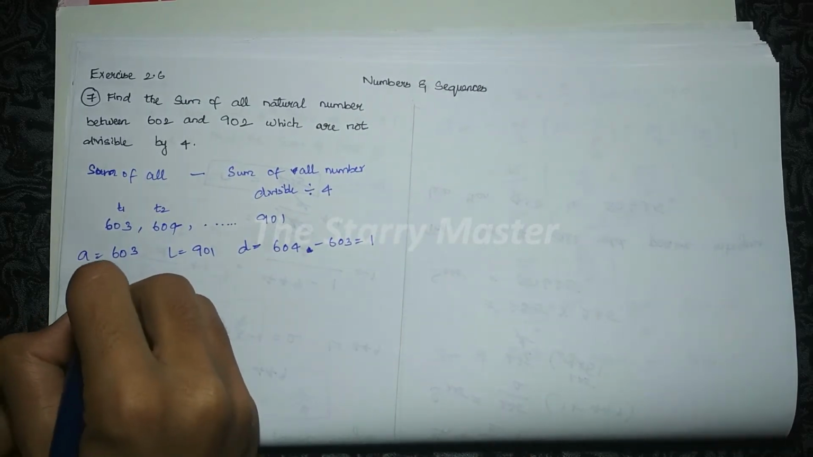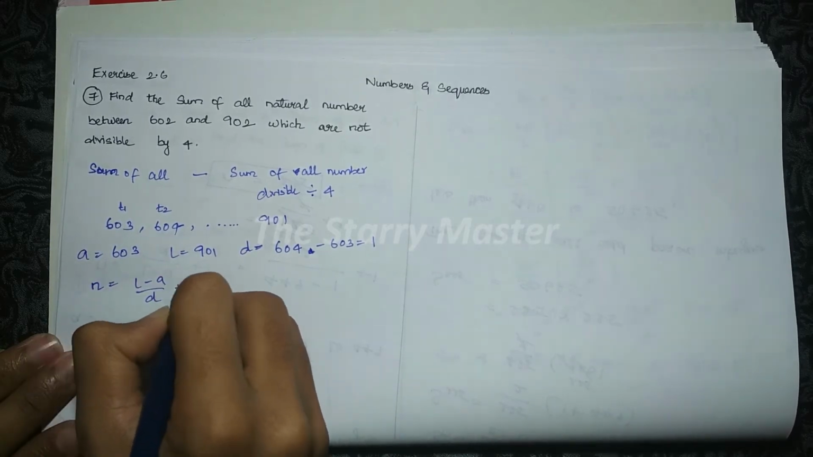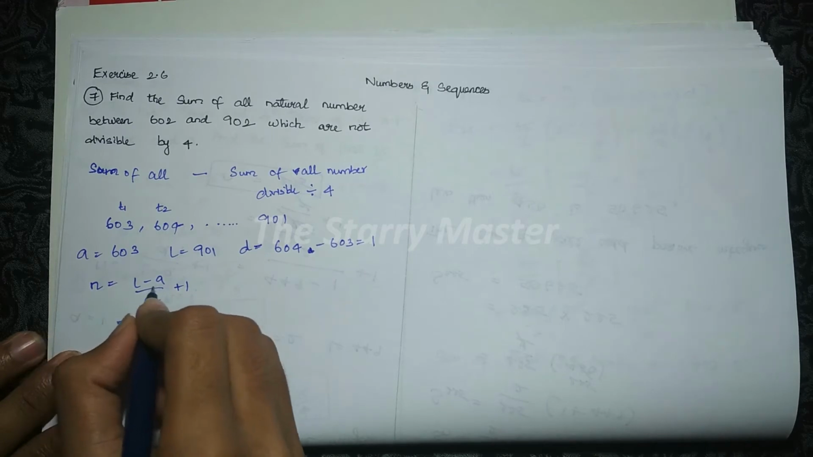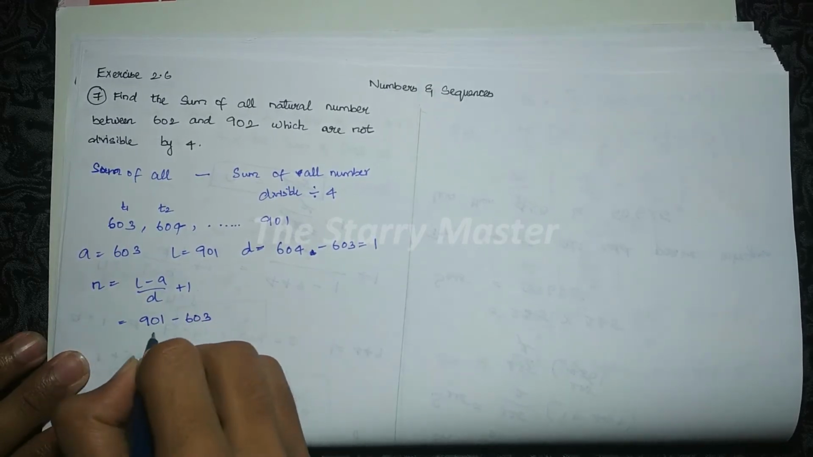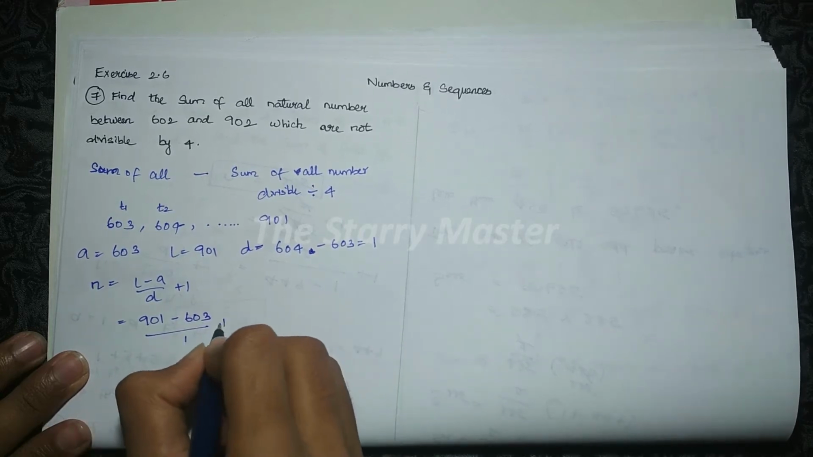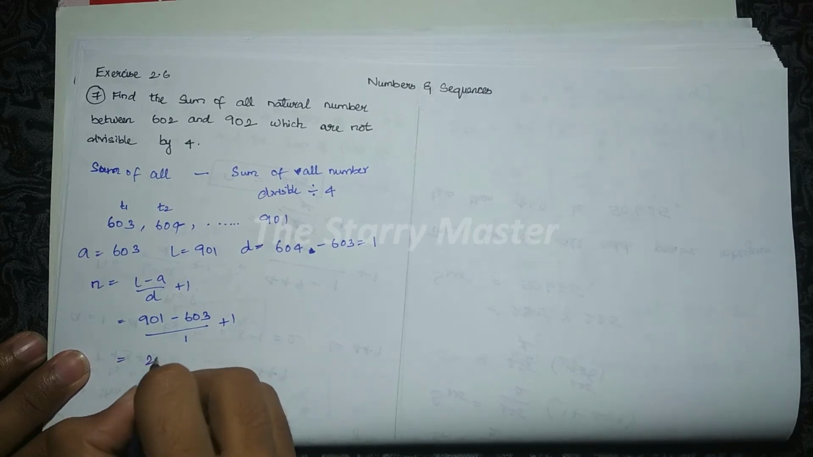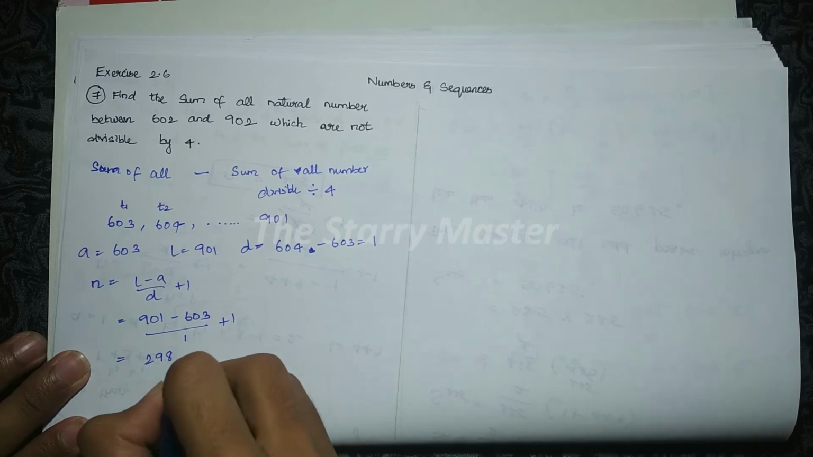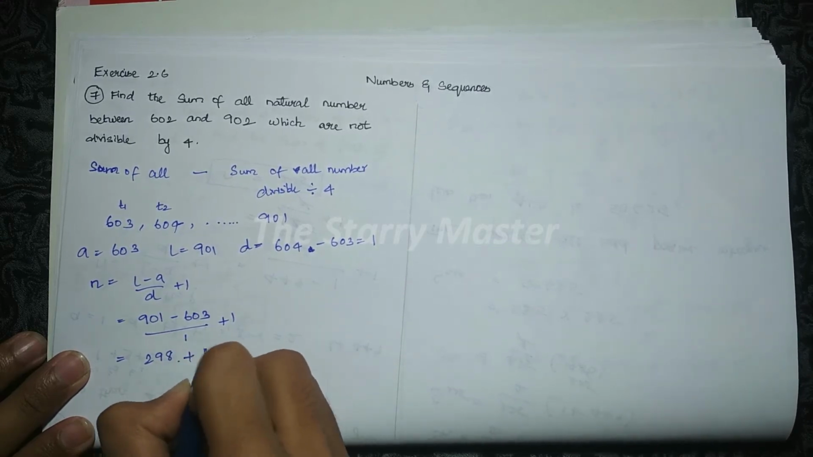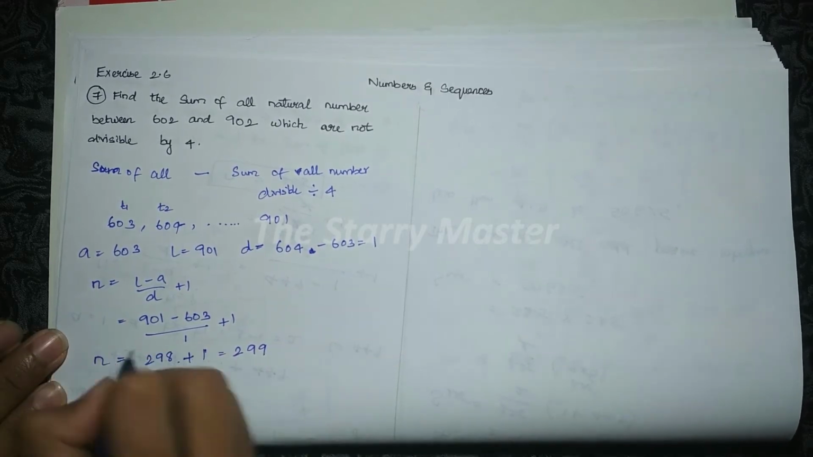By using this we will find N. N equals (L minus A) by D, plus 1. So L minus A is 901 minus 603, divided by 1, plus 1. 901 minus 603 is 298, plus 1 is 299. N value is 299.